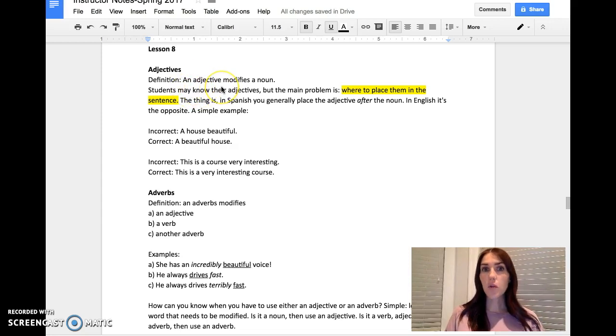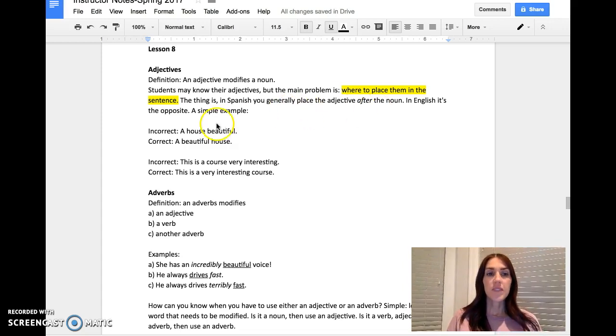Lots of times you might know which one is the adjective, but placing it in a sentence is the hard part. In Spanish, generally your adjective is placed after the noun. In English, it's the opposite. It's before the noun. Here's an example. In Spanish, you might say, a house beautiful. But that's not how we say it in English.